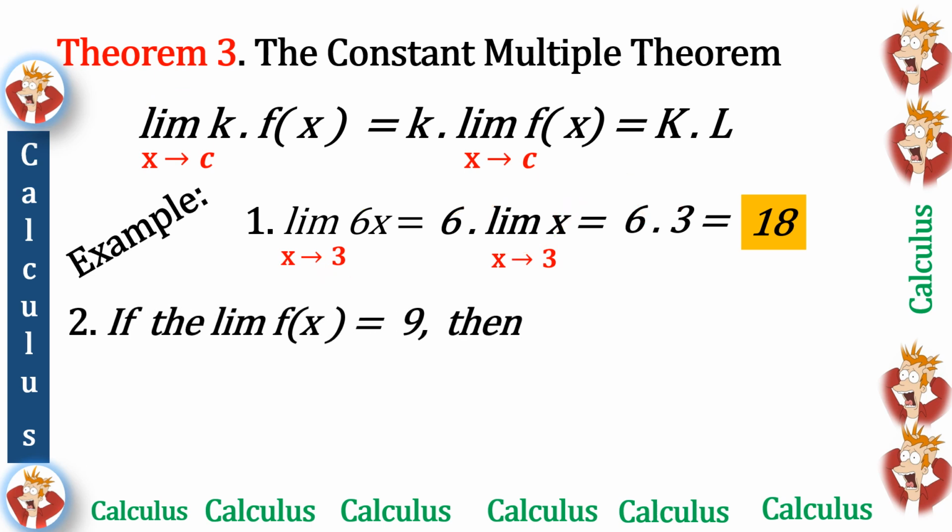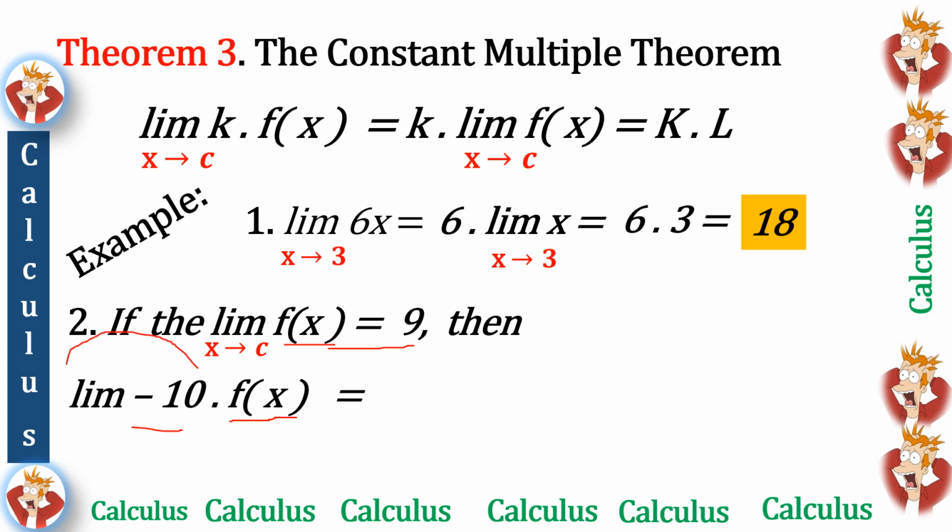Let's have number 2. So, we have here if the limit of f of x is equals to 9. So, dito pinagpapalagay na ang f of x is equals to 9. Given na po yun. Then we have here as x approaches to c. In this case, we have the limit of negative 10 multiplied by f of x. Tatandaan ng atin pong f of x is equals to 9. Dahil po meron tayong constant dito, si negative 10 ililipat natin dito sa kabila. Kaya magiging ganito. As x approaches to c.